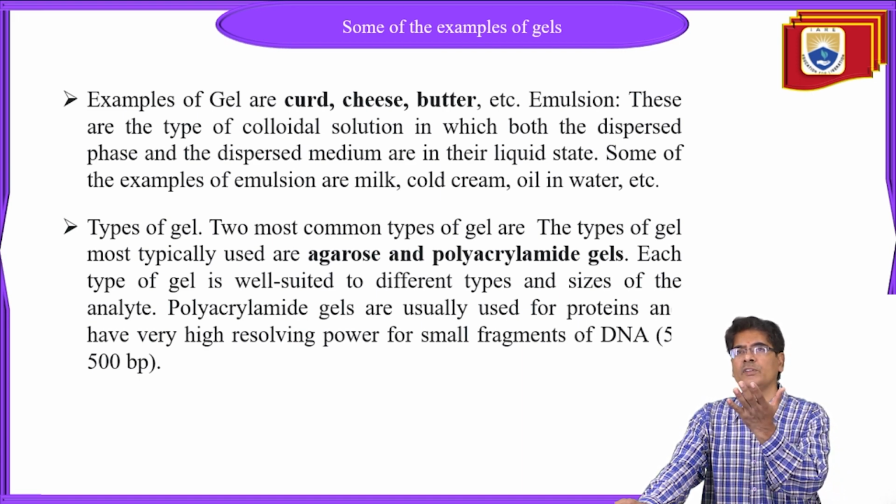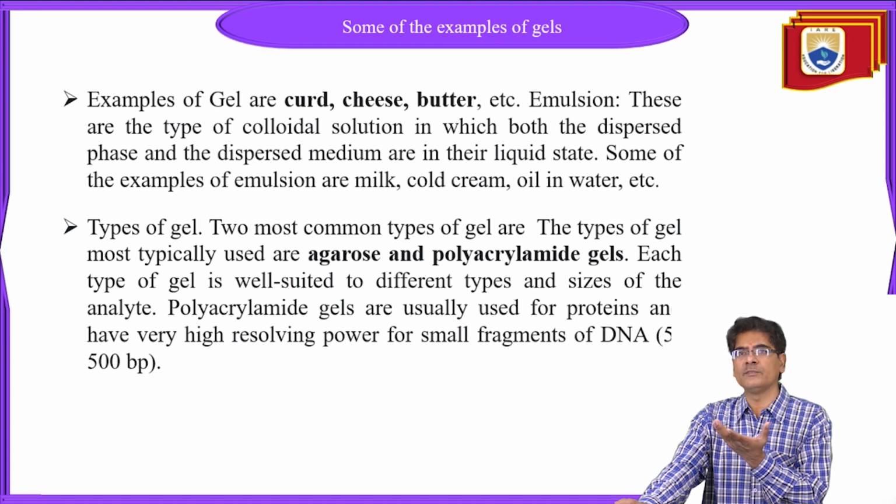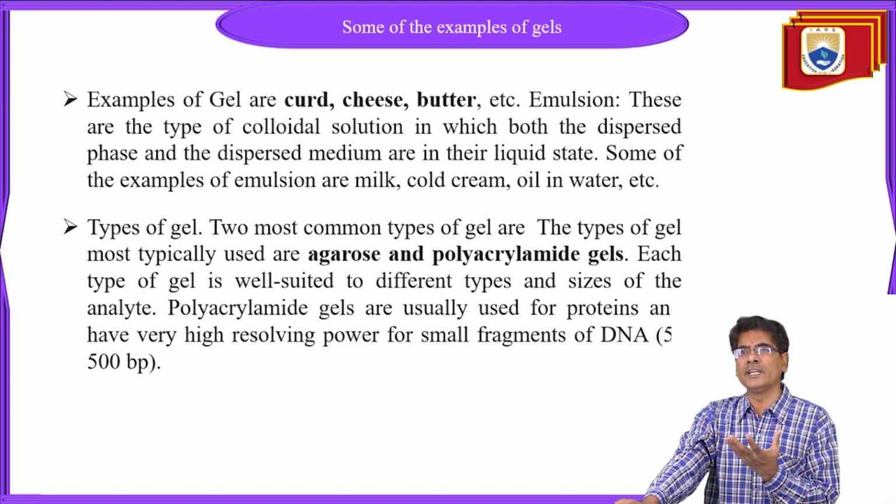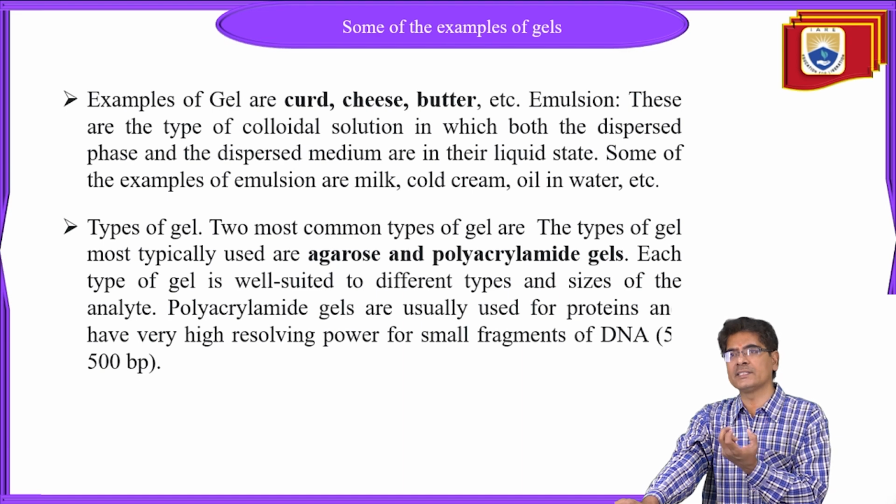So these are some of the examples that we have seen. There are examples of gel such as curd, cheese, butter, etc. Emulsions are types of colloidal solution in which both the dispersed phase and the dispersed medium are in the liquid state. Some examples of emulsion are milk, cold cream, and oil in water. These are all jelly-like stages, right?